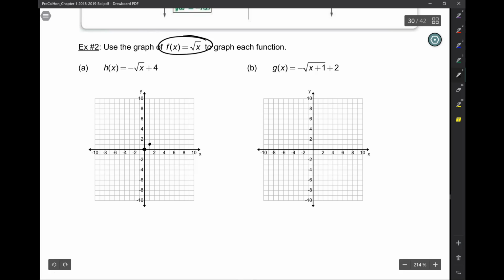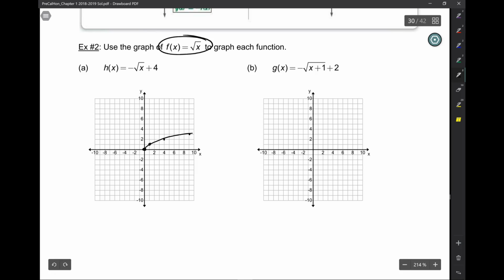Okay? And now, because I'm going to take square roots, if I go over 2, I go up like the square root of 2, but that's silly. That's like 1.4, and I'm not going to deal with that. So I pick values for which I can take the square root. So if I go over 4 spaces, I could go up 2 spaces. If I go over 9 spaces, I go up 3.